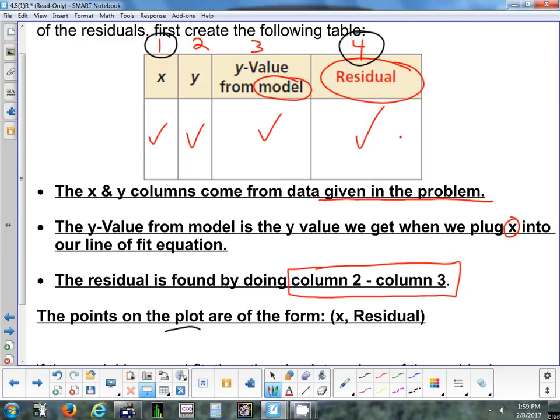He said do a plot. He's asking you to graph the residuals, right? So what does that mean? Think how you graph a coordinate, x, y. He's saying that your coordinate now is going to be: the first thing you graph will be the x, and then the residual. That's like your point right there, x, residual. That's how you graph it. That's what he means by that.